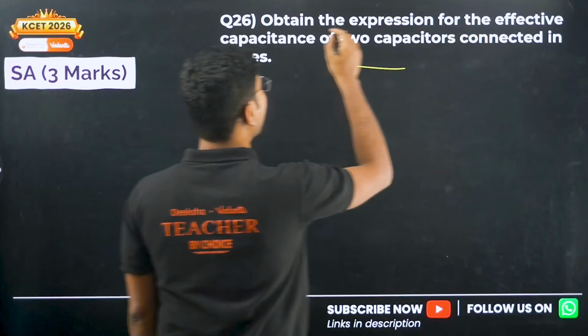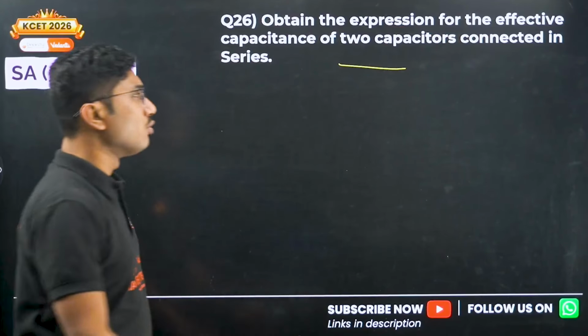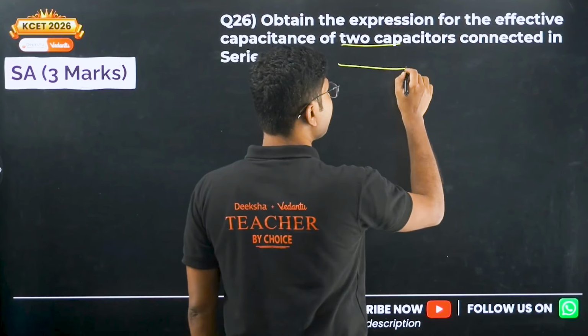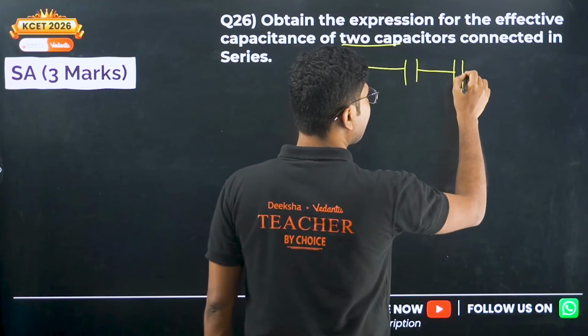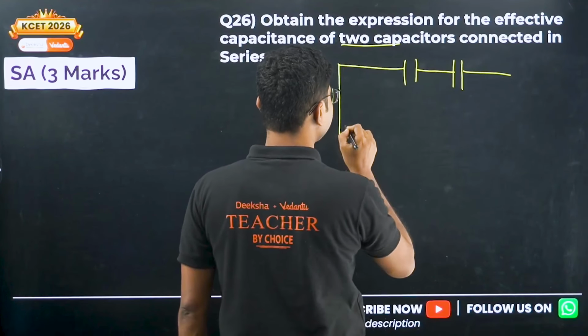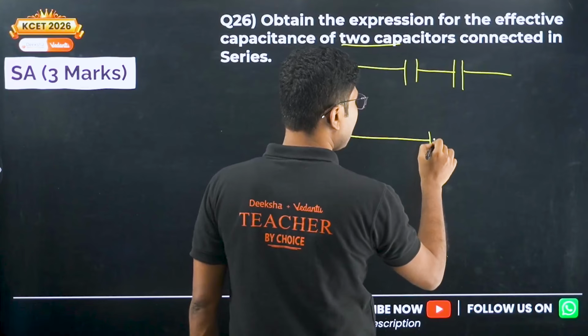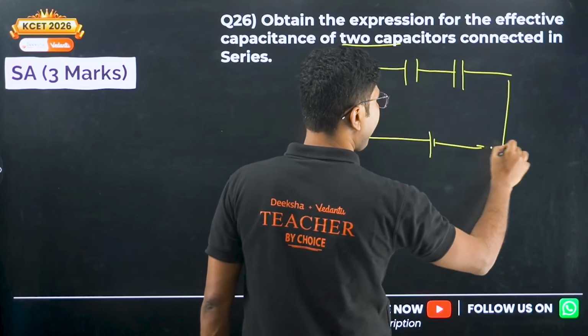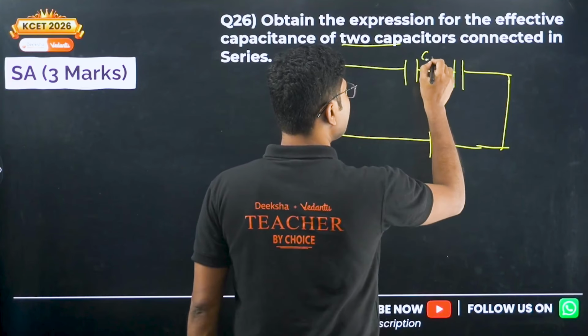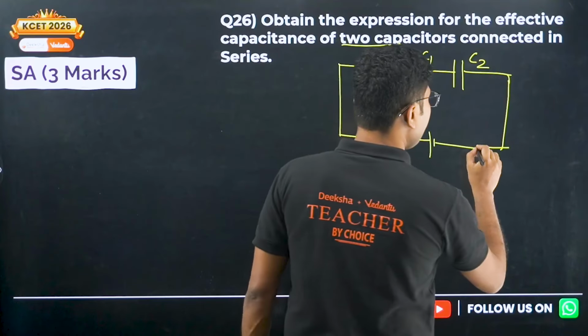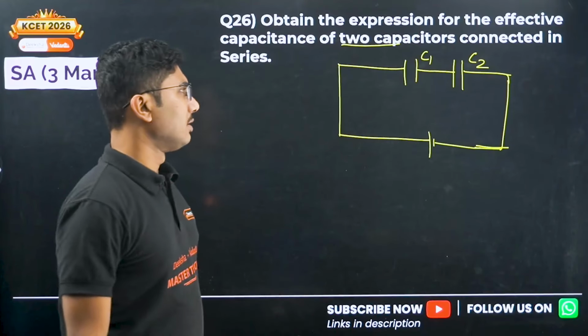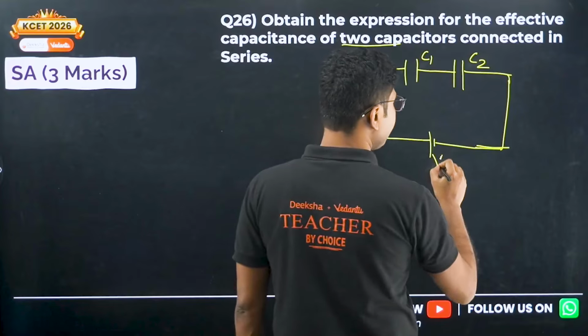They are asking you only two capacitors, so no need to add more. Two capacitors is sufficient. So two capacitors, C1 and C2, are connected in series. They have a battery. This is C1, this is C2. Now you have to be careful what is happening in case of series combination.